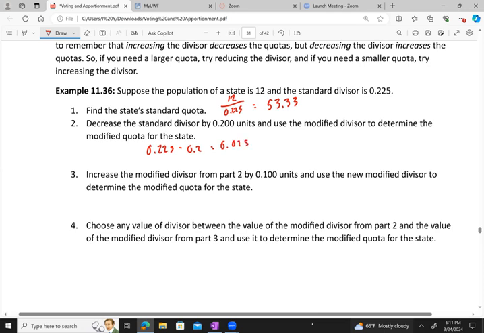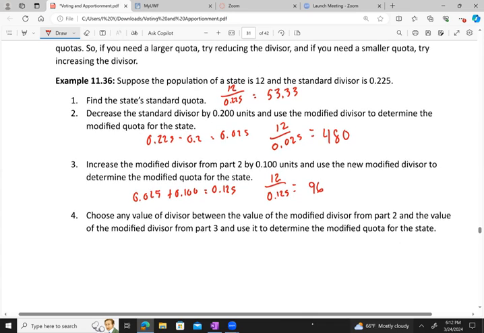Find the modified quota. 12 divided by 0.025 equals 480. Now increase the modified divisor from part 2 by 0.100 units. So let's do that, and we get 0.125, and then determine the modified quota. 12 divided by 0.125 gives us 96.